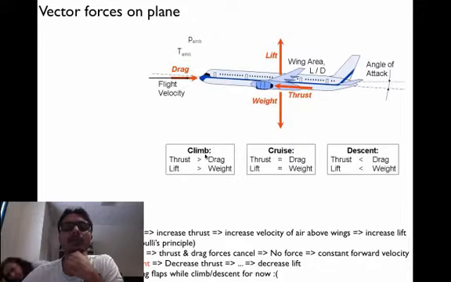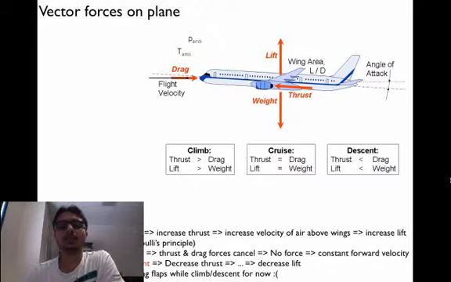Now let's understand how planes climb, cruise, and descend. For a plane to climb, the pilot increases the thrust. This causes the air above the wing to be at higher velocity, and due to Bernoulli's principle, this causes the lift force. Since while climbing, the thrust is greater than the drag and the lift is greater than the weight, the final direction of the total force acting on the plane is in this direction. This causes the plane to accelerate in this direction. Hence, the plane climbs.